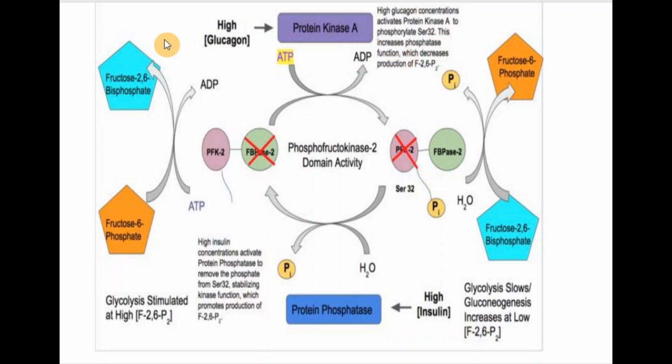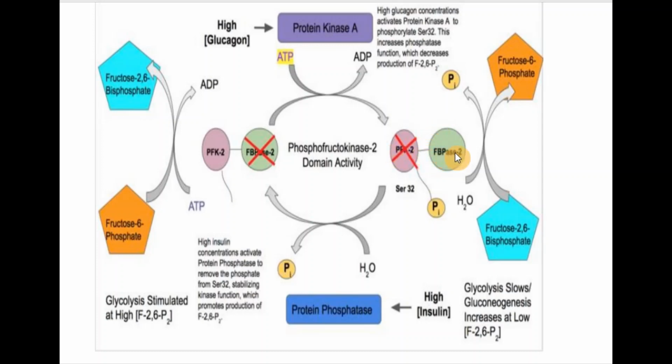So the high glucagon level will cause activation of adenylate cyclase, which will produce more cyclic AMP, which will activate this cyclic AMP dependent protein kinase. Now the kinase will cause phosphorylation of the bifunctional enzyme. So it adds a phosphate group to the last serine amino acid of the bifunctional enzyme, and that will make the PFK2 inactive and make the fructose 2,6 bisphosphatase active. These two are the bifunctional enzymes.